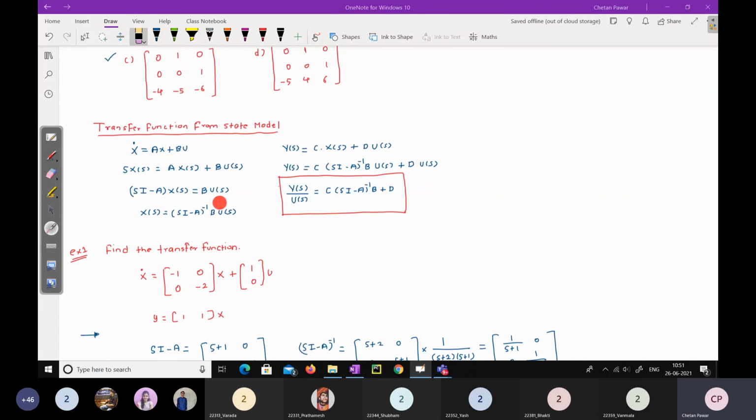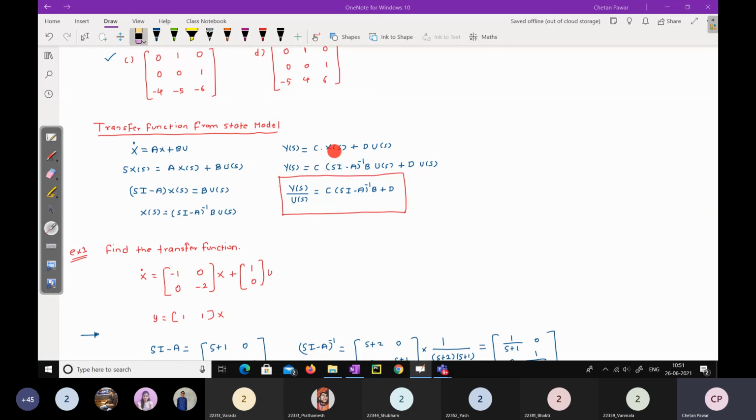So this will be X(s). This is my state in the Laplace domain. Now, what is the output equation? If you convert the output equation into the Laplace domain, that will be C into X(s) plus D into U(s), right? So this will be the output equation in the Laplace domain.